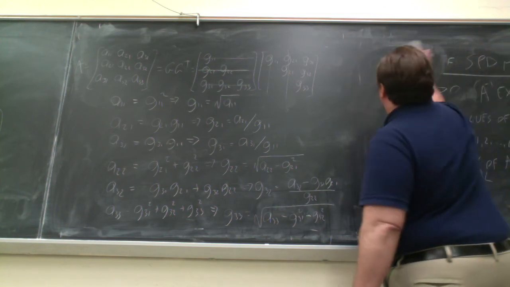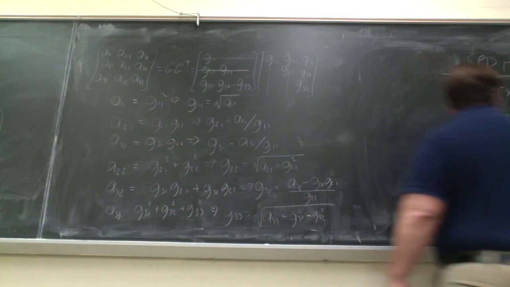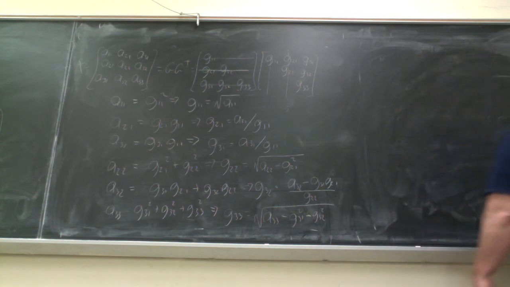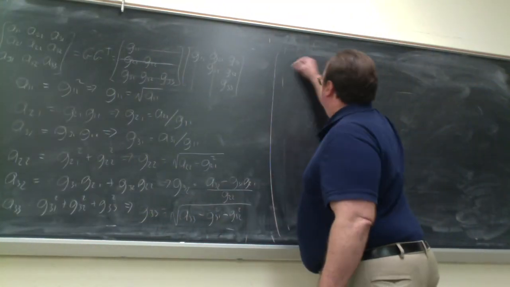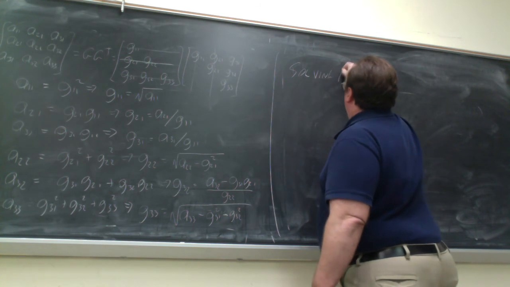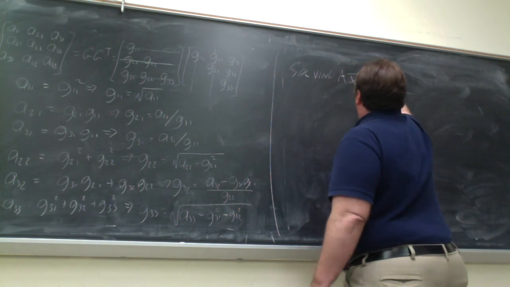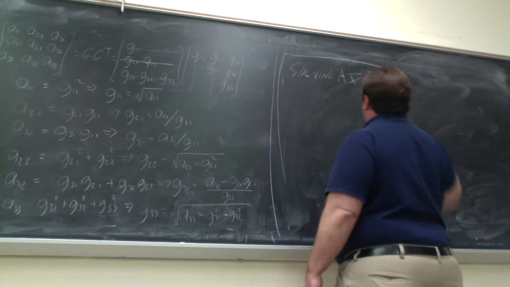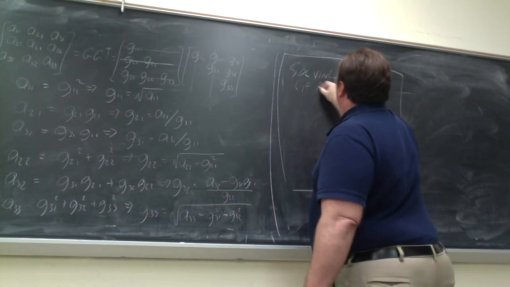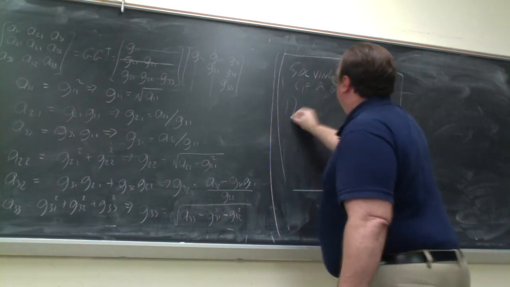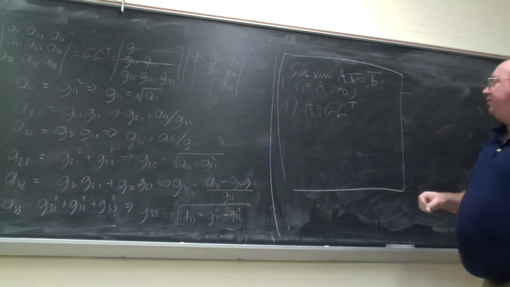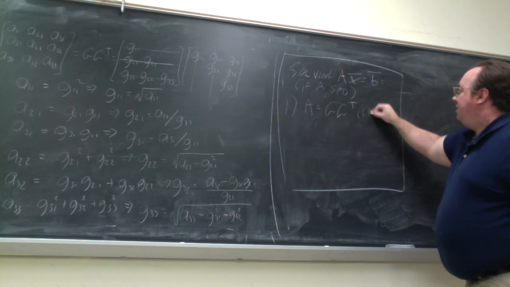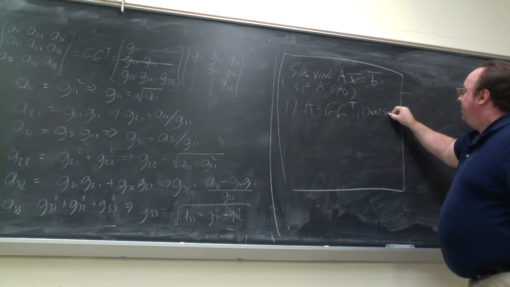So once you have the Cholesky factorization, as far as solving Ax equals b, it's quite similar to what happens with the LU factorization. So if A is SPD, first, A is equal to GG transpose. So this is your Cholesky factorization.